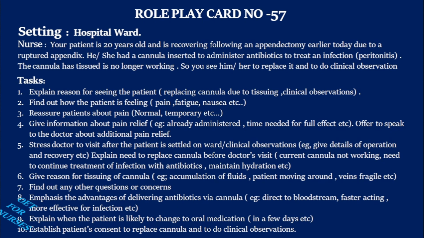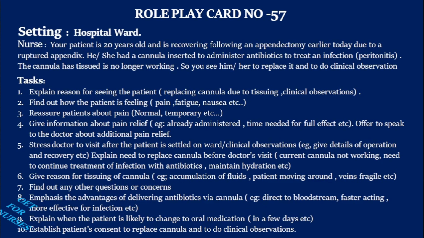First one says, explain the reason for seeing the patient: replacing the cannula due to tissuing, and clinical observations. Second one says, find out how the patient is feeling: pain, fatigue, nausea. Third one says, reassure the patient about pain: normal, temporary. Fourth one says, give information about pain relief, such as already administered, time needed for full effects, and offer to speak to the doctor about pain relief. Fifth one says, trust the doctor to visit after the patient is settled in the ward.